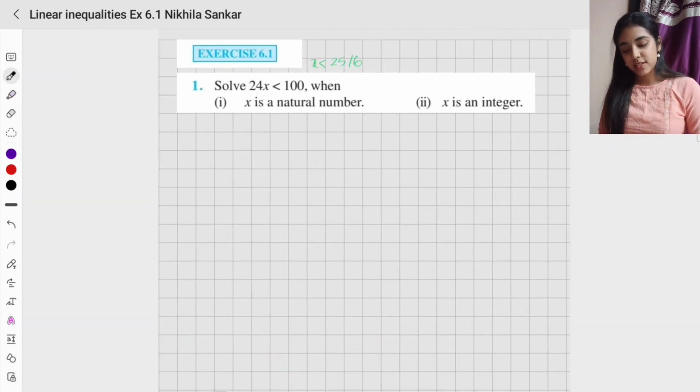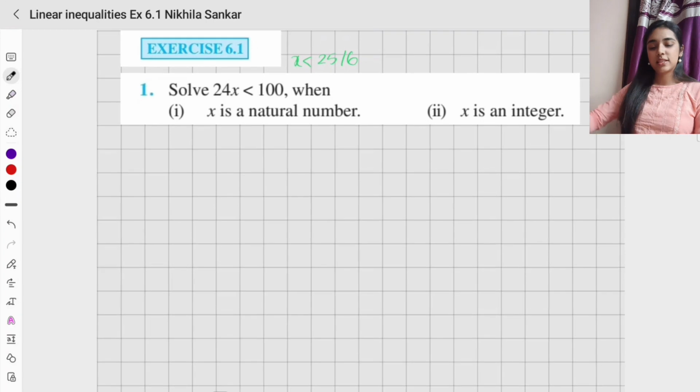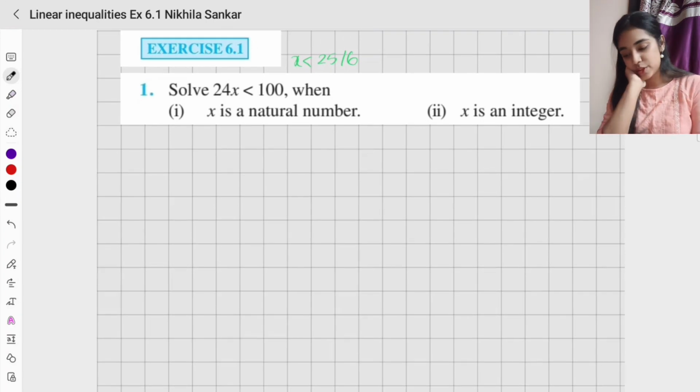Moving on to exercise questions. Now let us see how we solve a similar example. I'm going to solve similarly. Please watch my previous videos for example questions. Okay, I'm going to directly solve them now. So now I'm going to solve 24x less than 100 first.